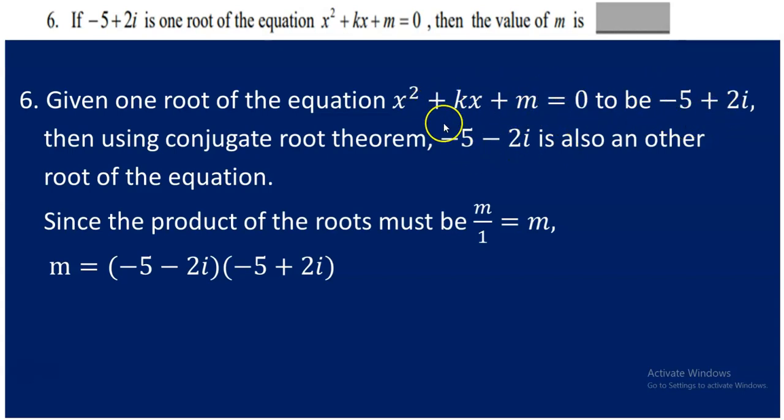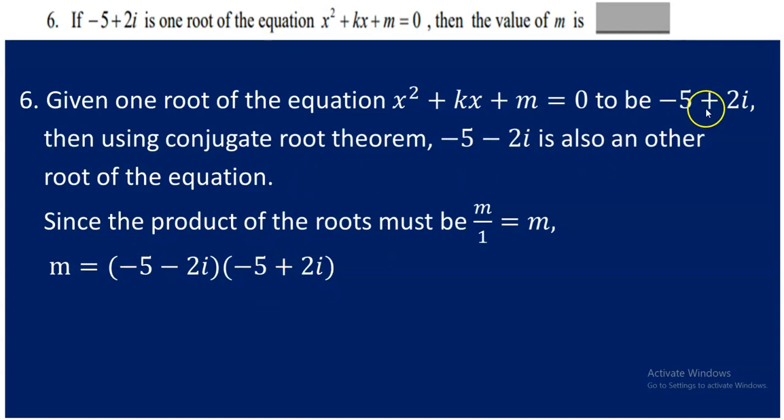And as we know, in a quadratic equation, the product of the roots is determined by c over a, where c is the constant term and a is the leading coefficient. In our case, c is m and the leading coefficient is 1, so m divided by 1. Look over here, m divided by 1 is m. So the product of the roots must be c over a, which is m.